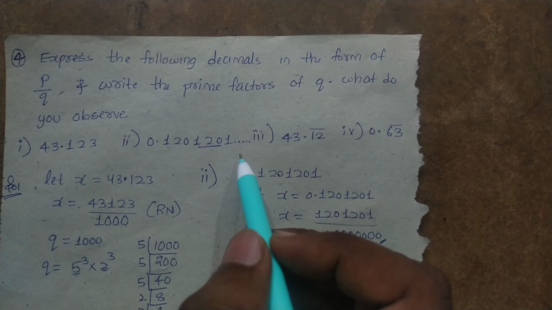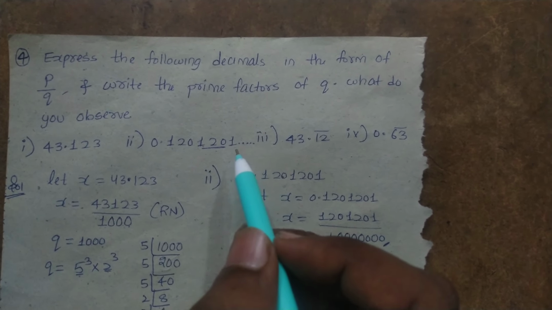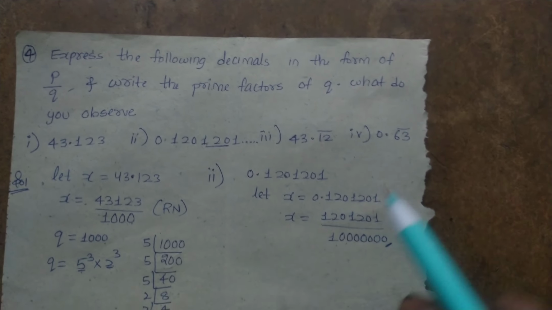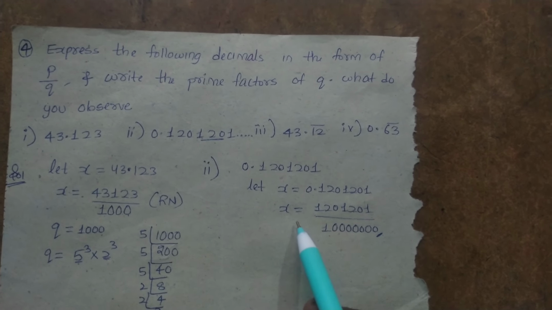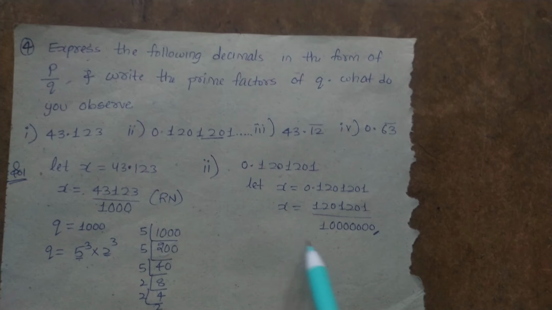So non-terminating and non-repeating decimal means what? It is an irrational number. So irrational number means it cannot be expressed as a rational number. So that's why they give the answer as irrational number.